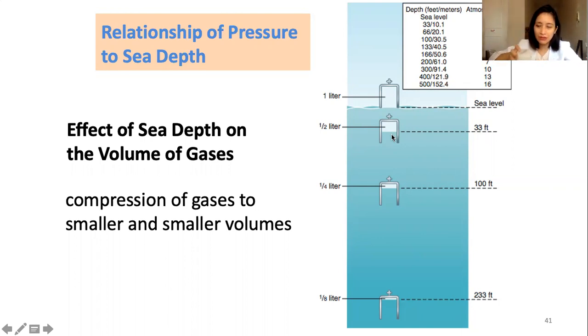And as you go down under the sea, the volume of the air is compressed further and reduced further to smaller volumes. And the smaller the volume is, the greater is the pressure of the gas inside. So it's the opposite. At higher altitude, there's lower partial pressure, in deep sea, there's higher partial pressure.